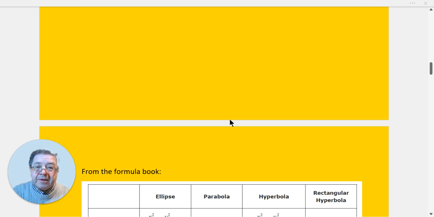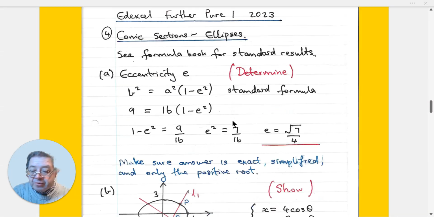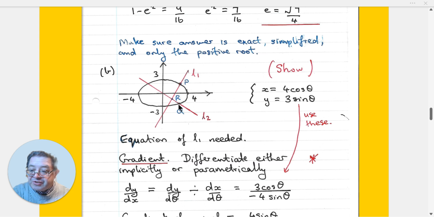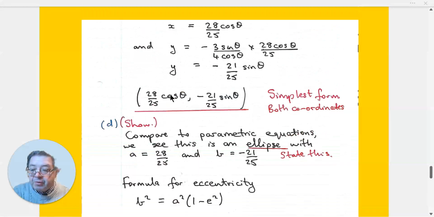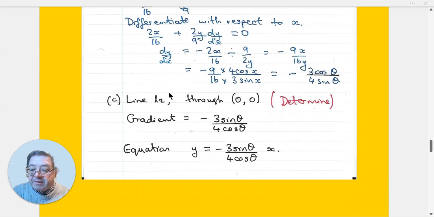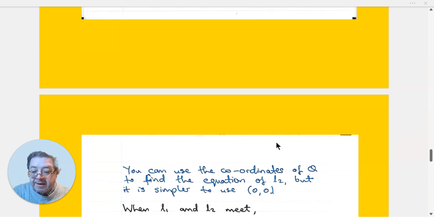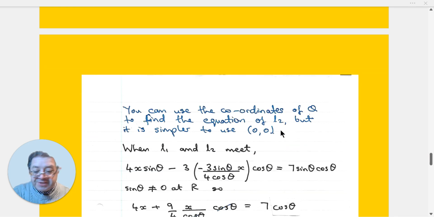y. The first thing we will need is the equation of L2, and looking at my sketch, L2 goes through Q and the origin. So we need the gradient of the line L2 and a point it goes through. So the gradient of L2, it goes through point Q, so the gradient is going to be minus 3 sine theta over 4 cos theta. A point it goes through, you can use either naught or Q. It makes sense to use naught naught, makes it a lot simpler.